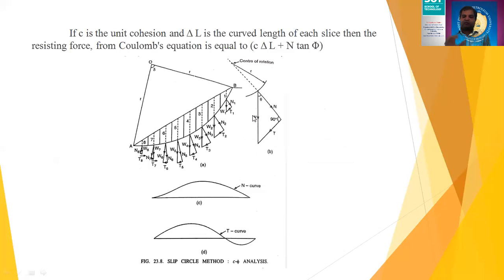So the first thing you need to do is draw this particular slope with some scale. This is a graphical method that you need to follow. So first I need to draw this, then I need to divide this particular slope into a number of slices. You can see these solid lines, which are the division of this slope into the number of slices.